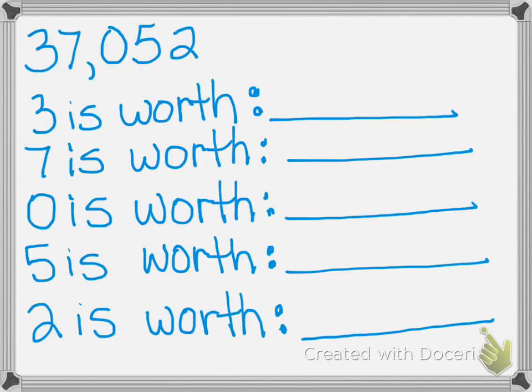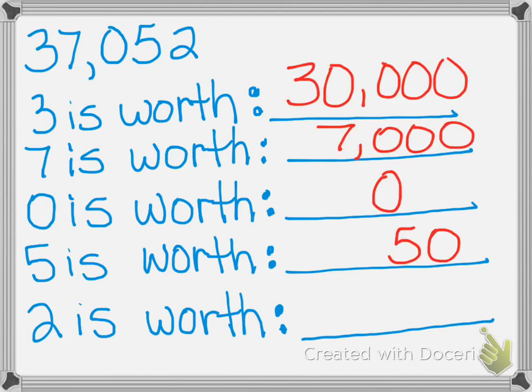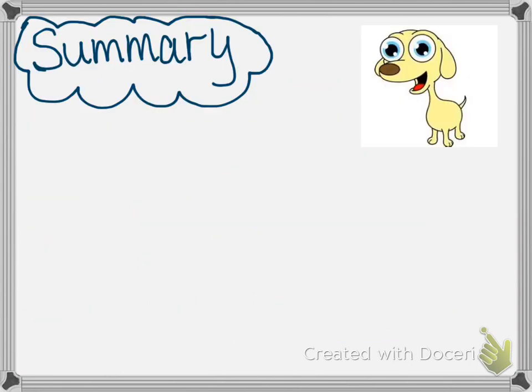So let's take a look at this number. We have 37,052. So the 3 would be worth 30,000. The 7, 7,000. The 0 is actually worth 0. 5 is worth 50. And last but not least, the 2 is worth 2. Okay, you will have some larger numbers that you will have to complete in class.